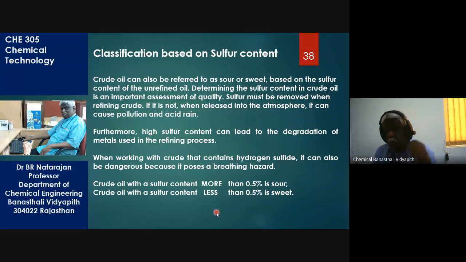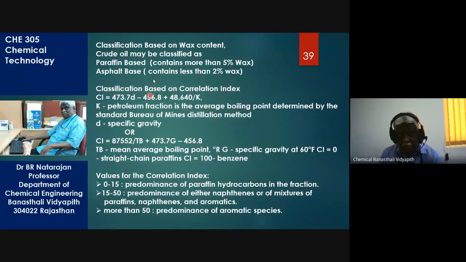Right? So that is how it came into picture. It's a very interesting thing how the name sour crude and sweet crude came. Less than 0.5 is sweet, more than 0.5 is sour. Sour crude is the problem, more sulfur. Right? Then classification based on wax content.